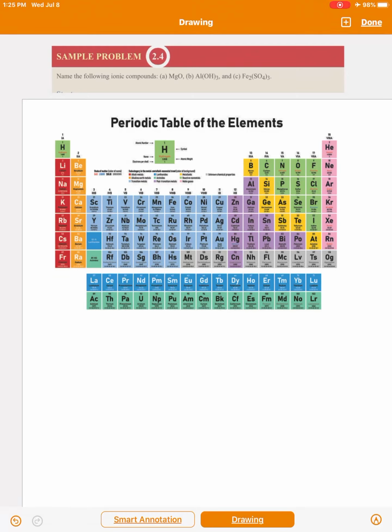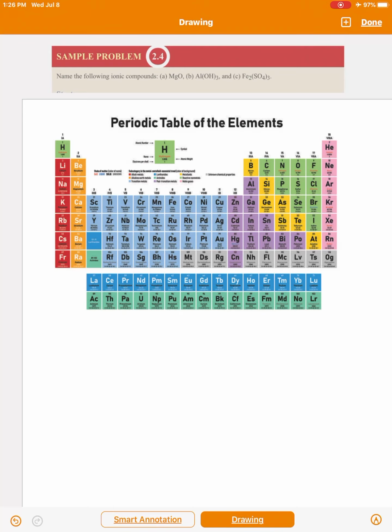Okay, this is sample problem 2.4. Name the following ionic compounds: MgO, Al(OH)3, Fe2(SO4)3. Okay, so this is the first sample problem that describes naming ionic compounds.